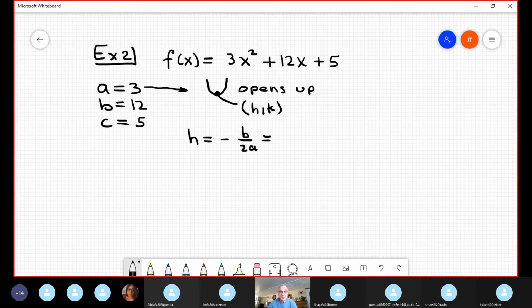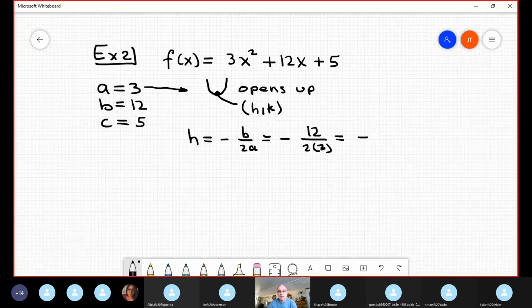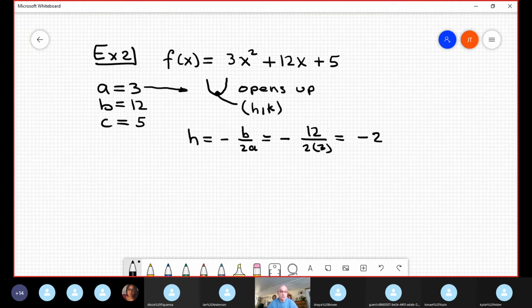So super easy. It's minus B, which is 12, divided by 2 times 3. We have only one negative sign. 2 times 3 is 6. 12 divided by 6 is 2. Negative 2. H is negative 2. In order to find the K value, you could apply the formula, but in my opinion, it's easier this way: you evaluate using function notation, f of negative 2, because K is the y value for H.